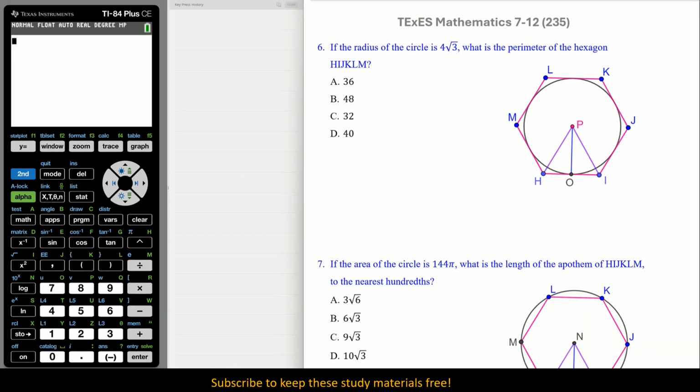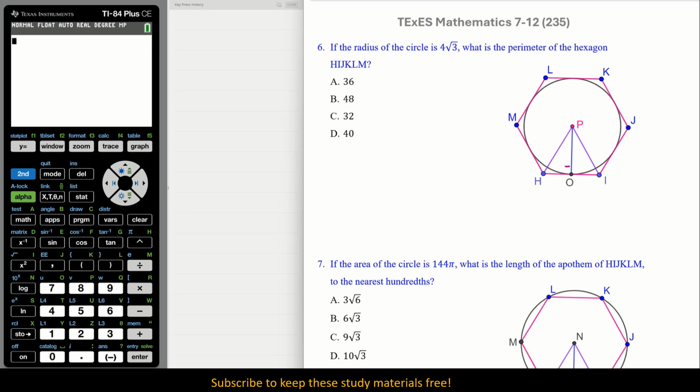Number 6. If the radius of the circle is 4 square roots of 3, what is the perimeter of the hexagon HIJKLM? It's a mouthful. Okay, so I see 2 ways to do this. I see the fast and easy way out, and then also working things out. So let me show you the fast and easy. I'm going to take my triangle.